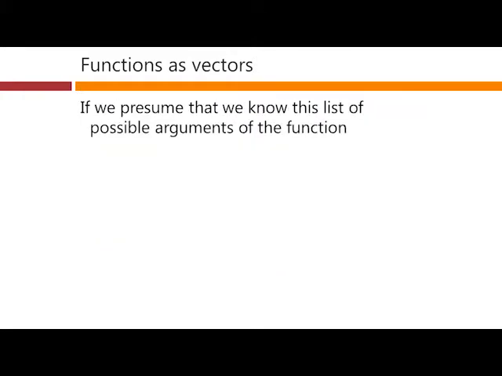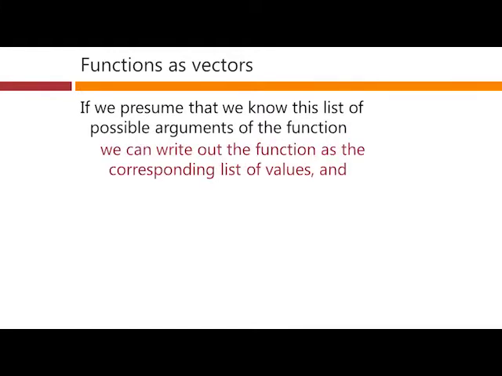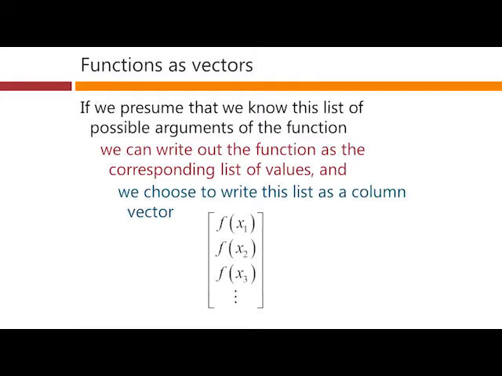If we presume that we know this list of possible arguments for our function, we can write out the function as the corresponding list of values that we get. And we could choose to write this list as a column vector. So here would be the value of the function at the first of our real numbers. Here would be the value at the second one, some small distance away from that one. Here would be the value at the third one, some similar small distance away from the previous one, and so on. So we're writing our function here really as a column vector.